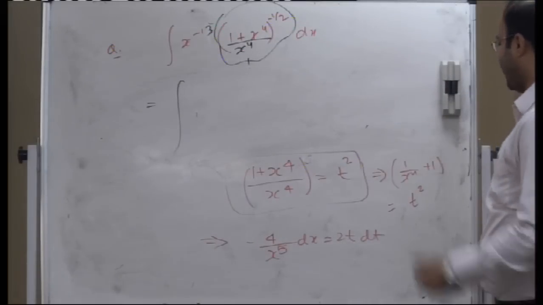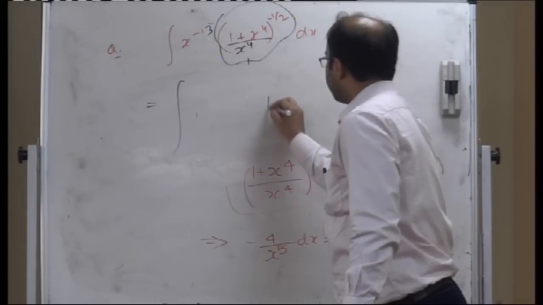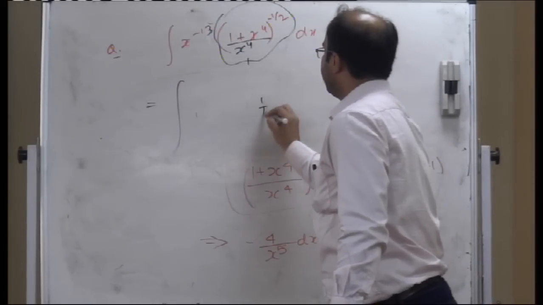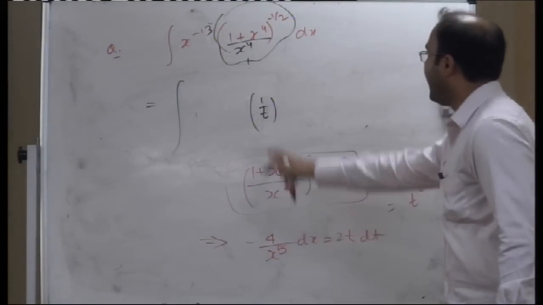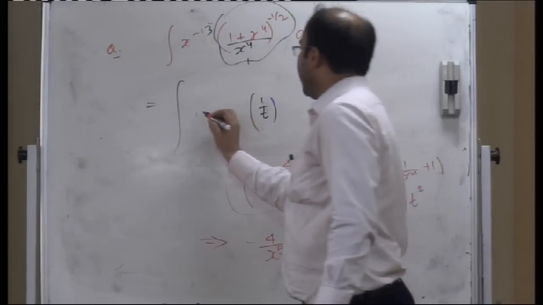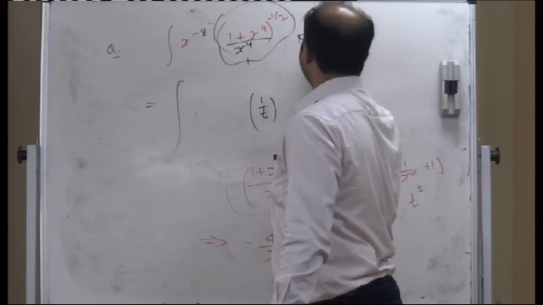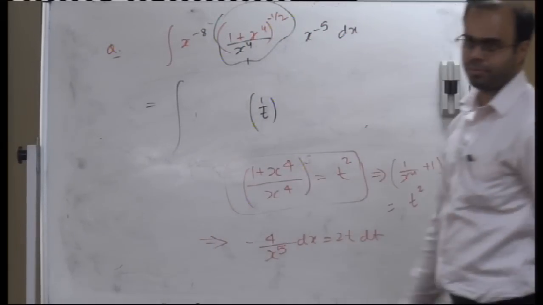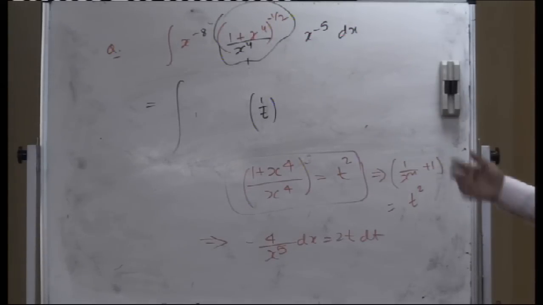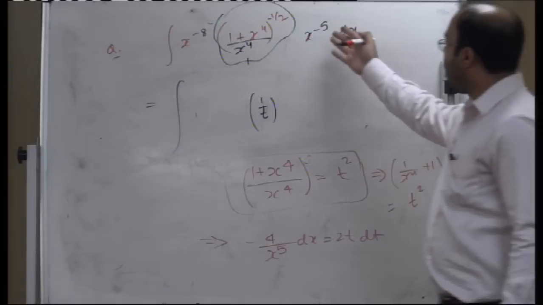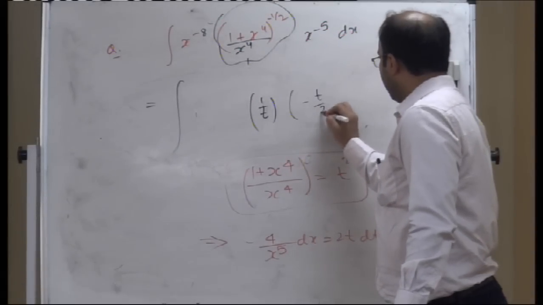After rewriting, 1 plus x to the power 4 by x to the power 4 is t square. This, as we did earlier, we wrote as 1 by t. And next x to the power minus 13 dx we have to deal with. And x to the power minus 13 can be written as x to the power minus 8 into x to the power minus 5 dx. Now this is actually not mathematics, it is magic. So what is going on here? But you have to remember these things. So actually x to the power minus 5 dx is minus t by 2 dt.